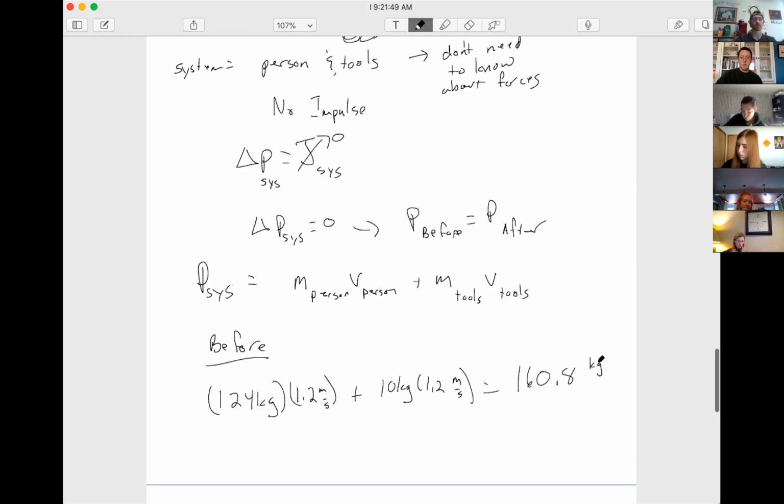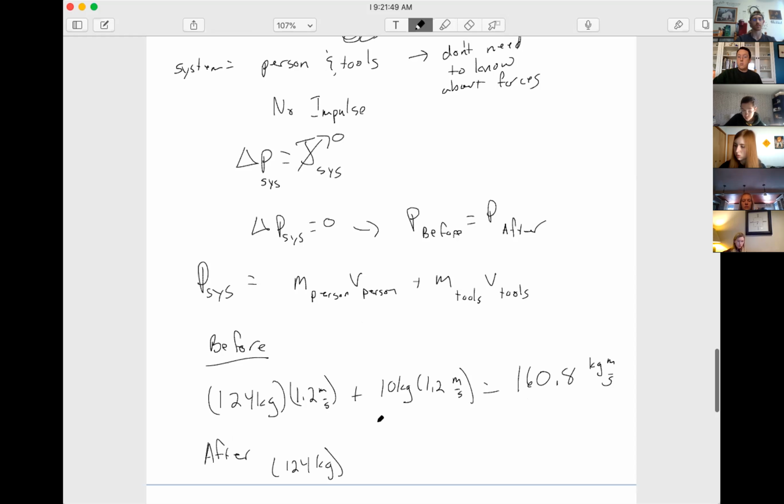And that'd be kilogram meter per second. That's the momentum before, what I have on the left. And I need to write down a formula for the momentum afterwards. So that would be mass of the person, and what's the final velocity of the person?